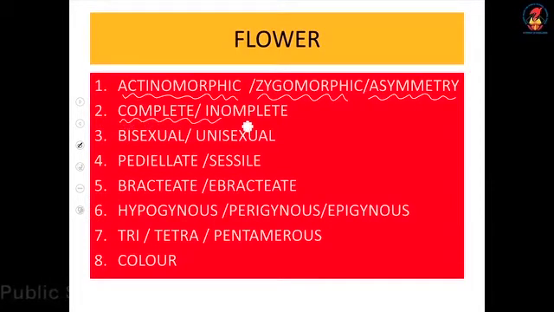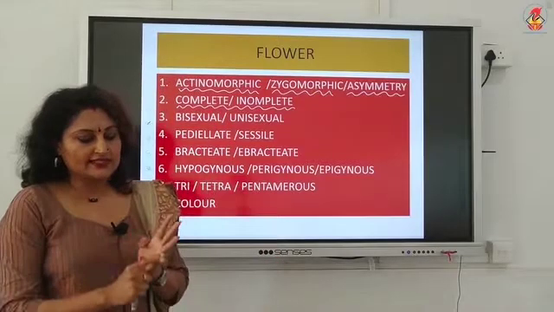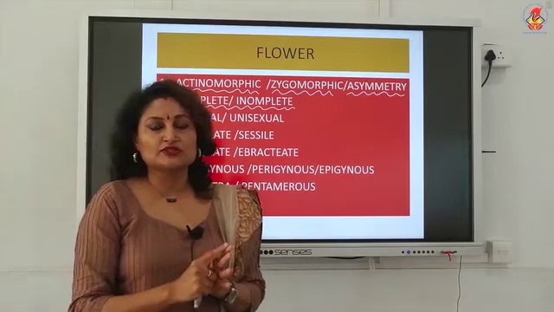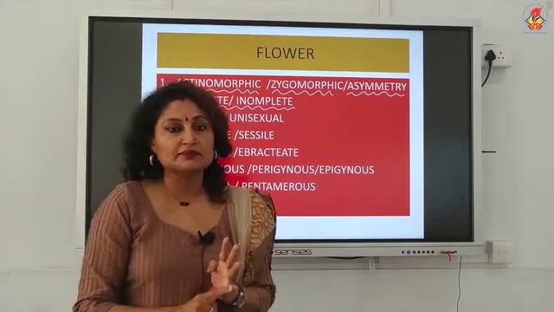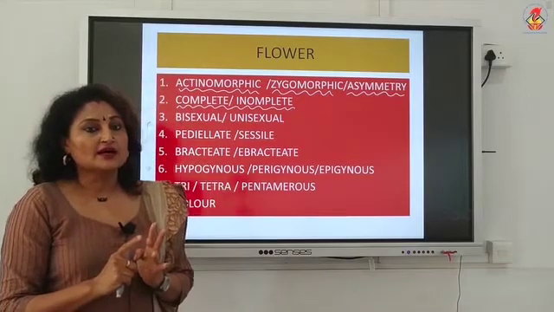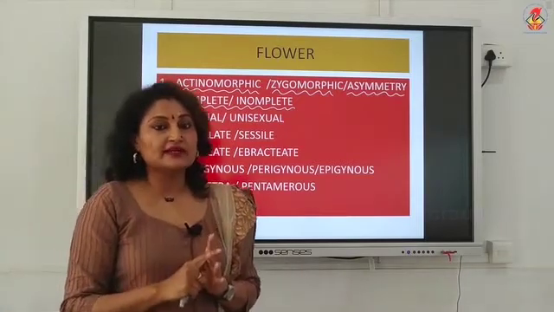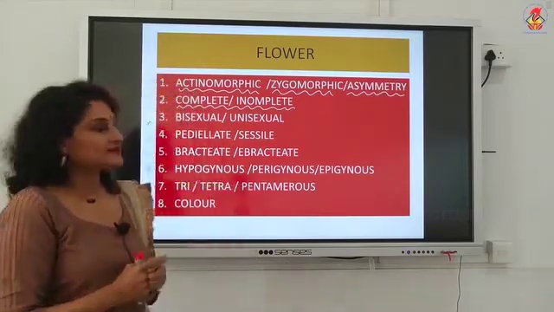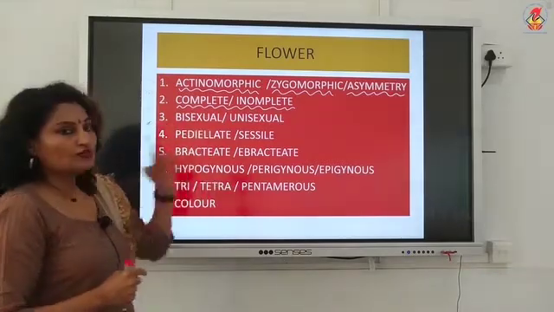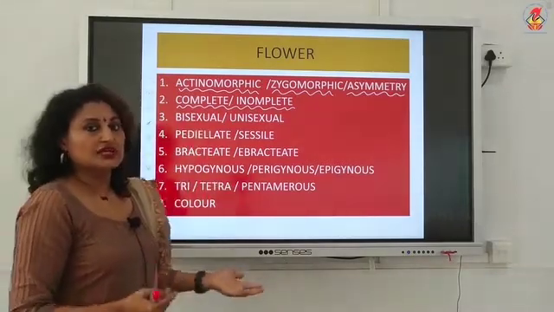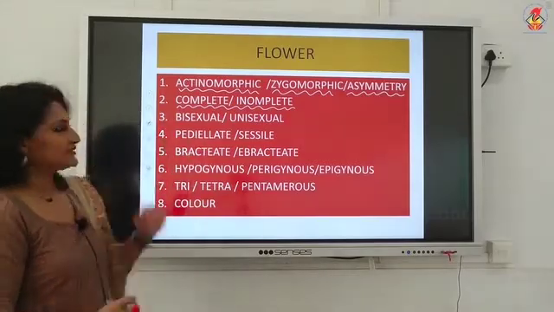Next lead is whether the flower is complete or incomplete. Very simple. Complete flower means it has all the four whorls: calyx, corolla, androecium, gynoecium. I tell you what is calyx. Comprises the sepals. Corolla comprises the petals. Androecium comprises the stamen, and gynoecium comprises the carpels. So, if all four whorls are present, it's called complete. If one of the whorl is absent, it's called incomplete.